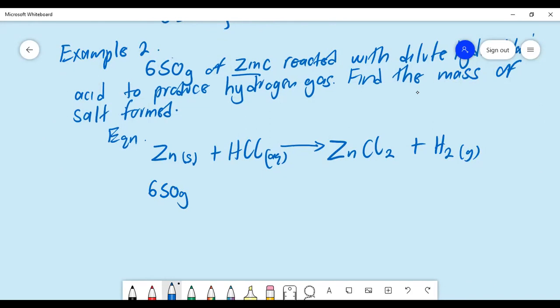But the first thing you must know is whether your equation is balanced. Is the equation balanced? No. How do you balance it?